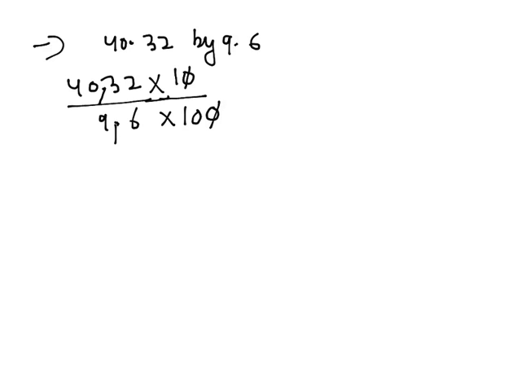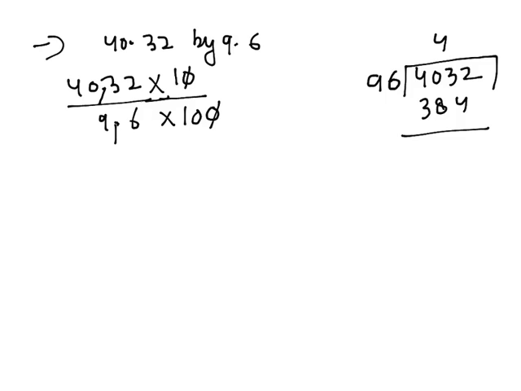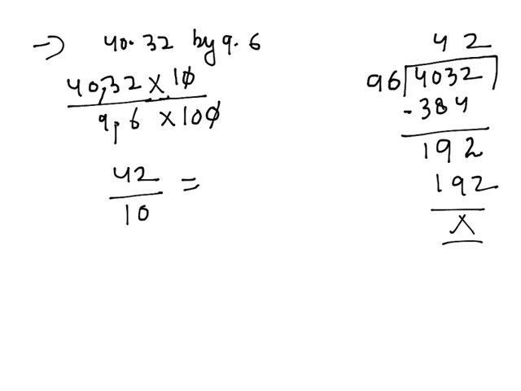So 10 can be cancelled with 10. So now what we will do, we will just divide 4032 by 96. Then whatever answer we get, we will divide it by 10. So here we know 96 times 4 gives us 384. When we subtract, we will get 19. And then we copy the 2 over here, and 96 times 2 will give us 192. So our quotient is 42 and then we will divide it by 10. So we know 4.2 will be our answer.